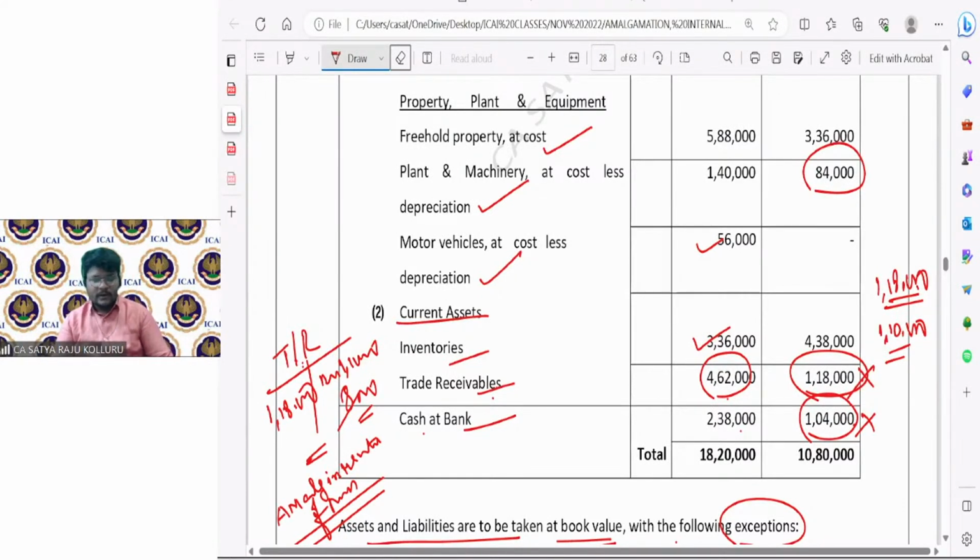Fine. Super. Guys, you know, the amalgamation chapter is such a big ocean. It may not be complete at any point of time because the examiner always has the choice to include any type of adjustments. If you do 100 problems, there may be a chance that one type of problem is asked.